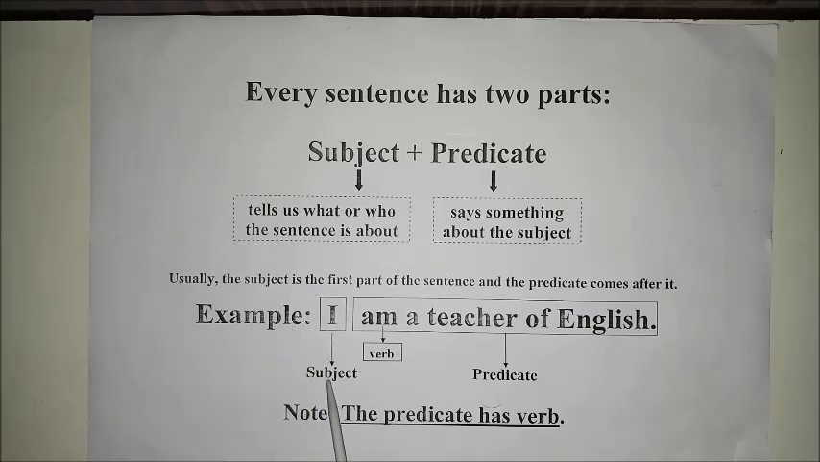Normally, the subject is the first part of the sentence and the predicate comes after it. But this is not always the case. Sometimes the predicate may come before the subject, but we shall see those examples later on in the video. And there is one more important point to see, that the predicate part has the verb. The verb is always contained in the predicate part. It can never come in the subject part. In this example also, am, which is a helping verb, is the part of the predicate.